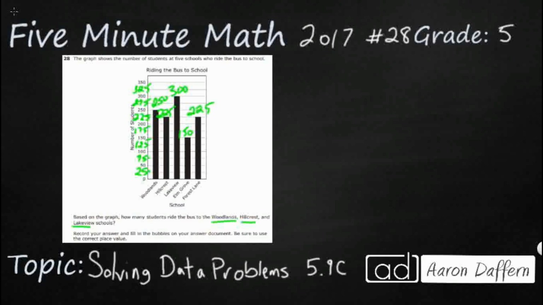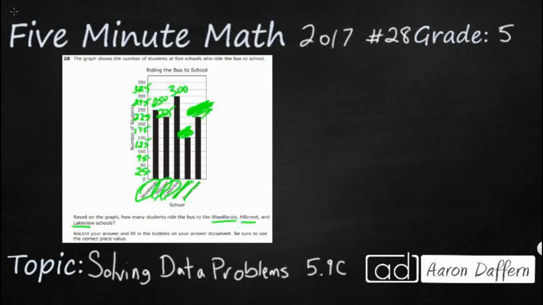225. So we need Woodlands. So we need this one. Hillcrest, we need this one. And Lakeview. All right, so we just need the first 3. So it looks like our last 2 are actually extra information. Let's cross them out. We actually don't need those.